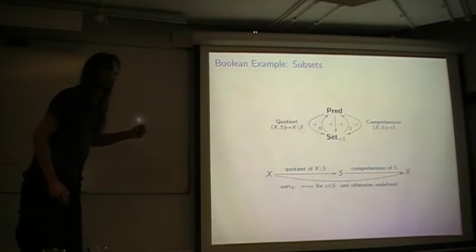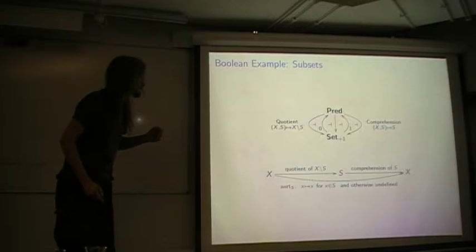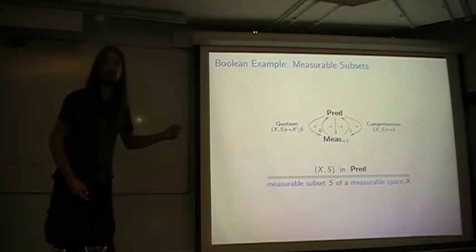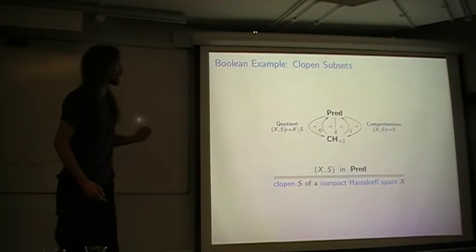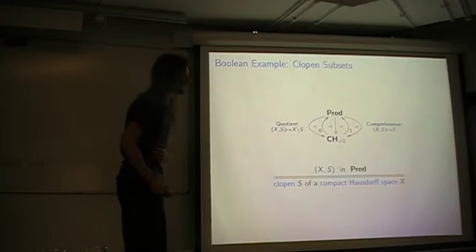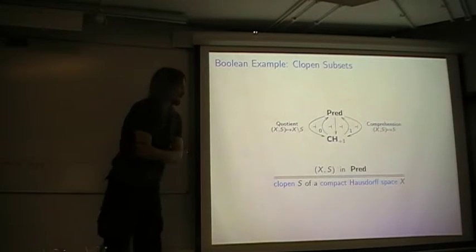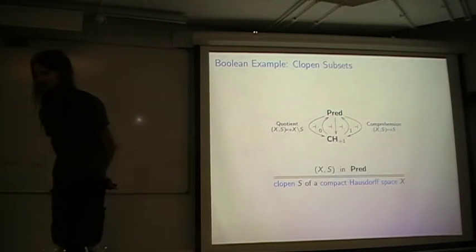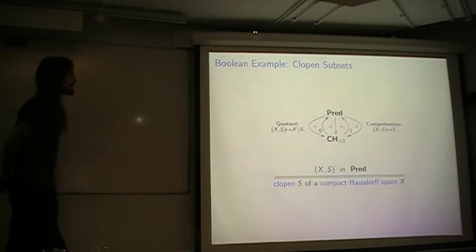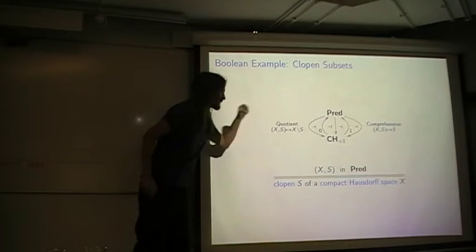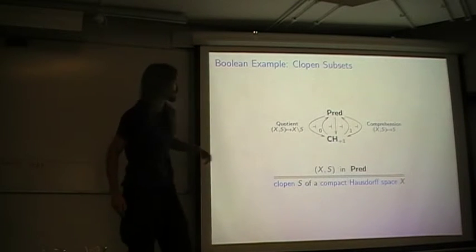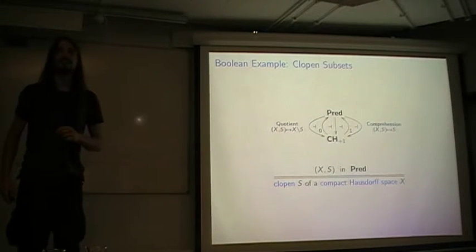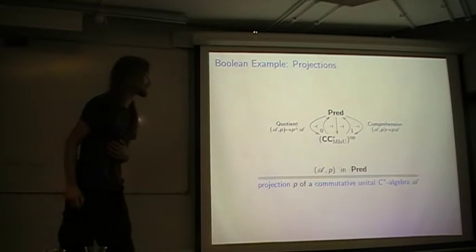There are many variations possible, and I will go through them quickly. You can also take topological spaces with open subsets, or measurable spaces with measurable subsets, or compact Hausdorff spaces with clopen subsets. This is not a special case of the topological case, because here we need the fact that a closed subset of a compact Hausdorff space is again compact. But still, I wanted to show you this example because it's interesting for another reason. The category of compact Hausdorff spaces is dually equivalent to many algebraic categories, for instance the category of C-star algebras with MIU maps.